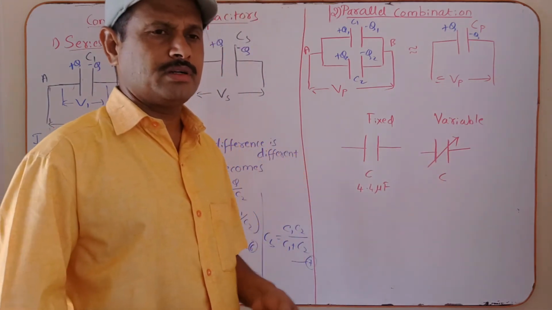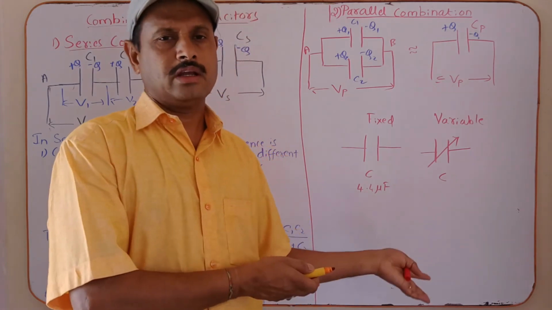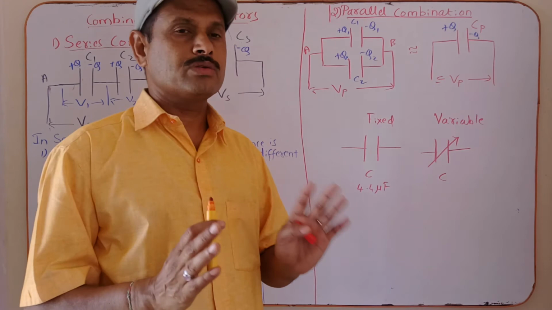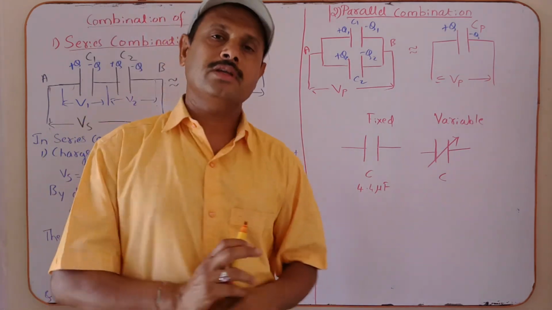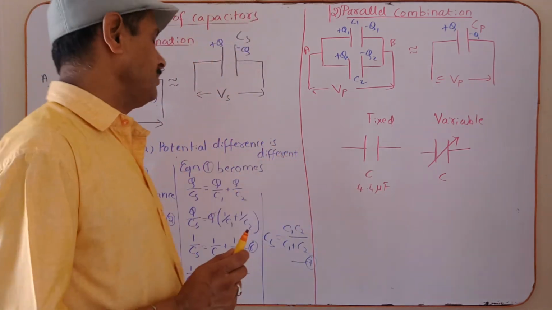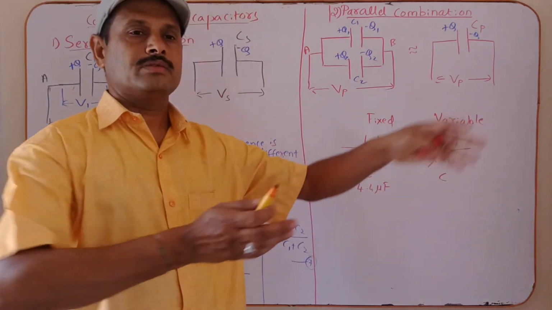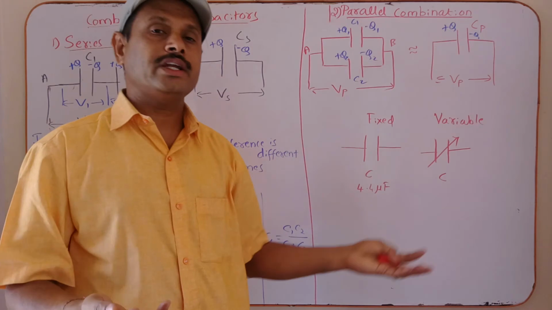Any type of capacitor, maybe a parallel plate capacitor, spherical capacitor, or cylindrical capacitor. But in your syllabus, you only study the parallel plate capacitor. There are 2 plates. Fine, okay. Now, so many such types of capacitors are there, 2 or more than 2.